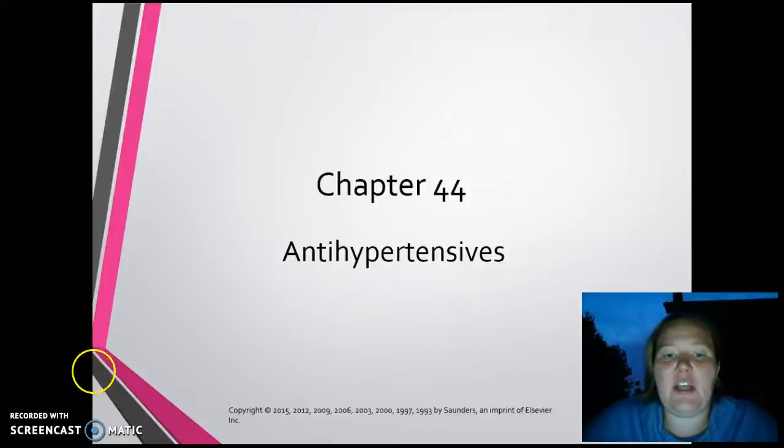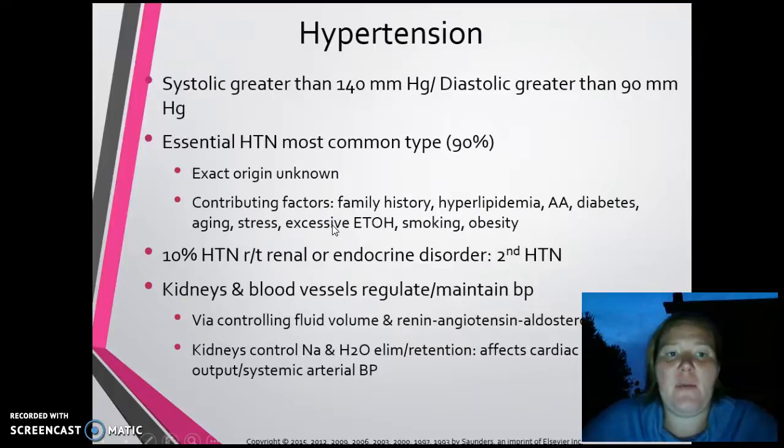Okay, so I'm back for chapter 44, antihypertensives. So hypertension, the definition is systolic greater than 140 and a diastolic greater than 90.